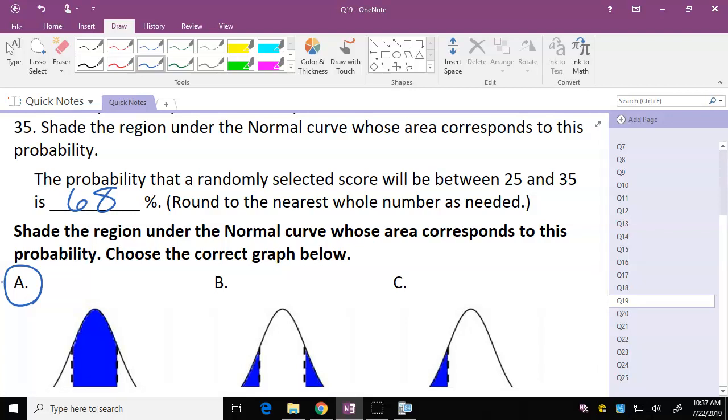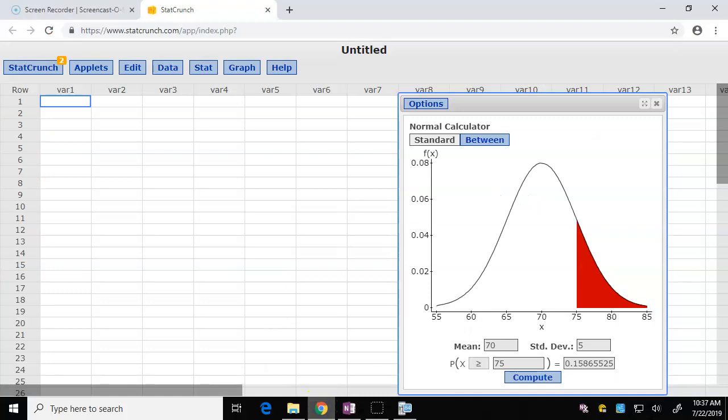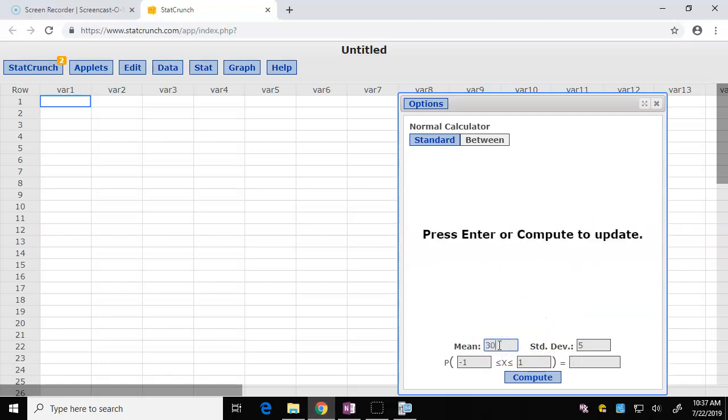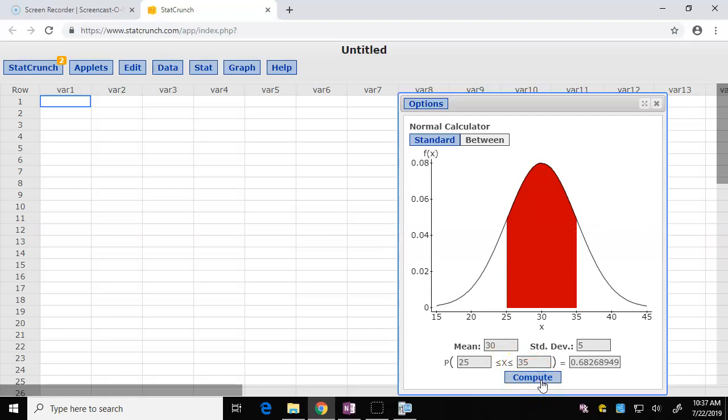So let's just show StatCrunch real quick so we can show the between aspect. So this time you'll want to hit between. And then we change everything up. So our mean was 30 this time. Standard deviation still 5. And we wanted to be between 25 and 35, right? And compute. So you can see your 68%. Okay? All right, almost done.